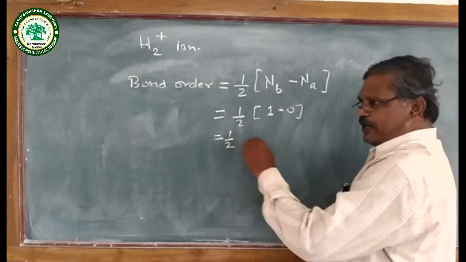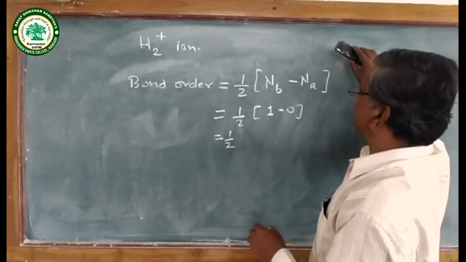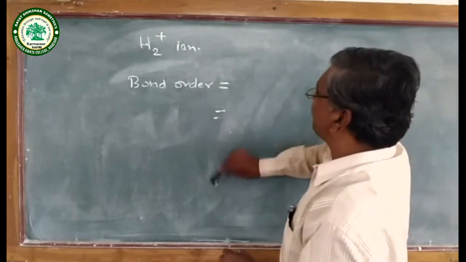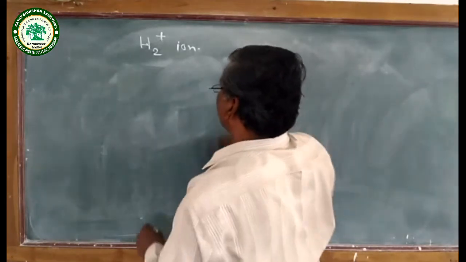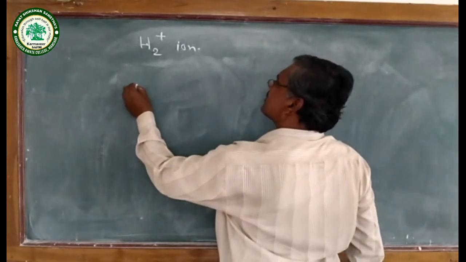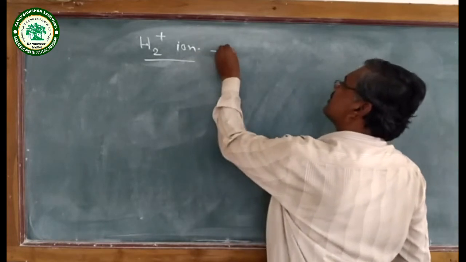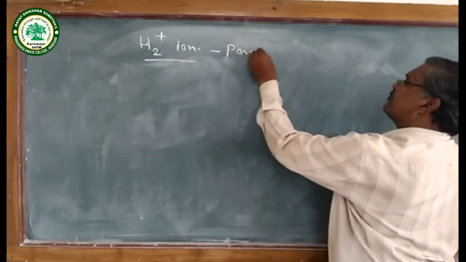The MO energy level diagram also shows that there is presence of one unpaired electron in the sigma 1s bonding molecular orbital. So this ion is paramagnetic in nature.